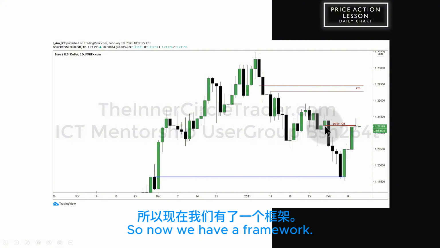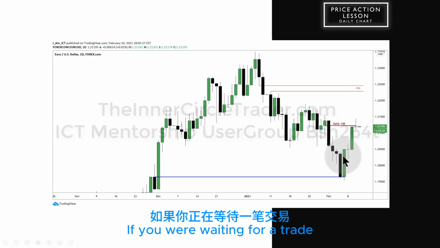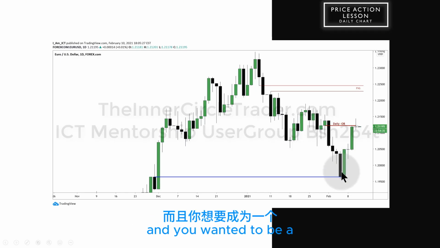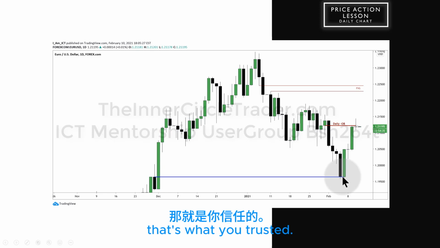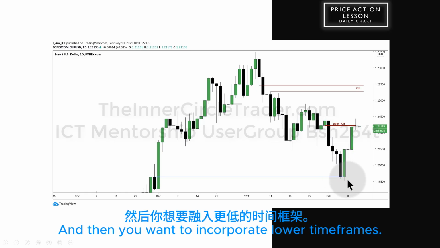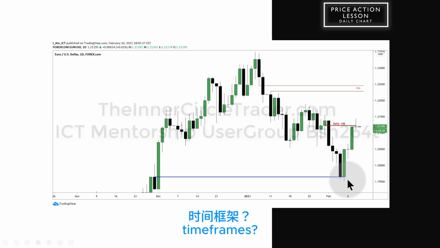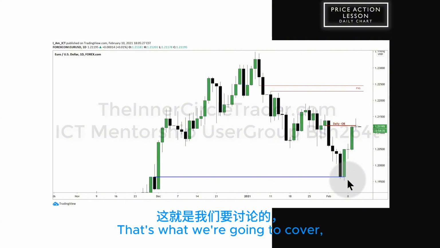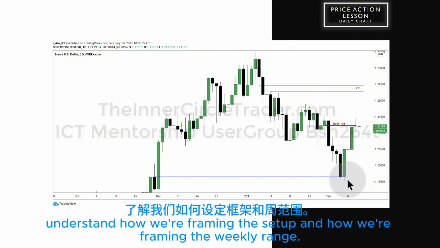So now we have a framework. If you were waiting for a trade and you wanted to be a buyer down here because that's your model, that's what you trusted, you expect this type of price move, and then you want to incorporate lower time frames. What does it look like on the lower time frames? What are you expecting to see? That's what we're going to cover. But it's important to understand how we're framing the setup and how we're framing the weekly range.